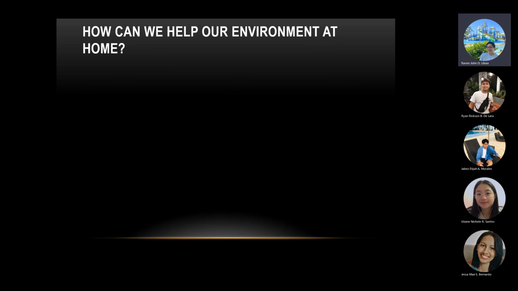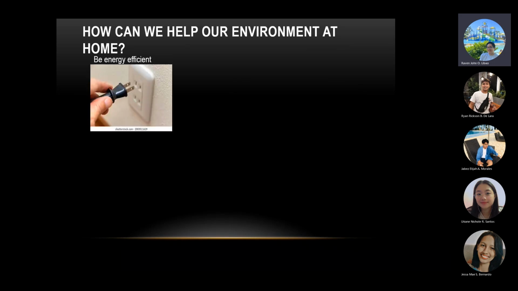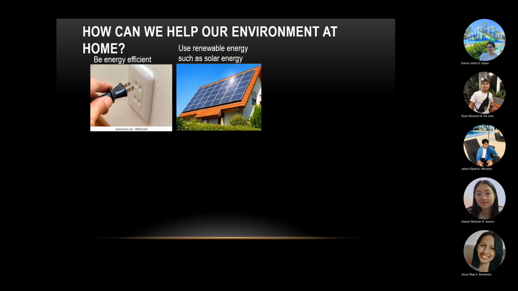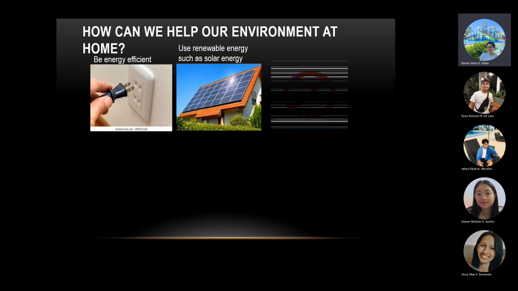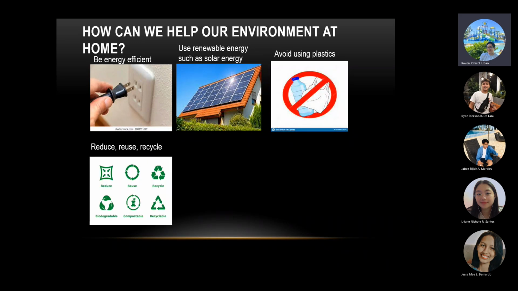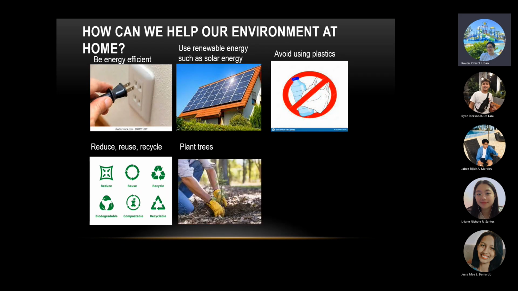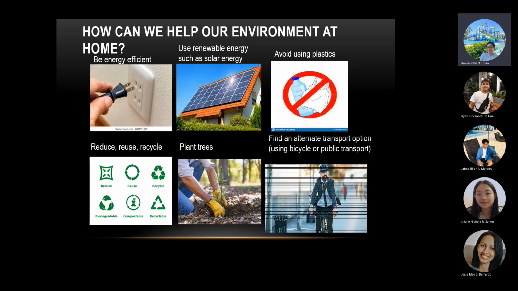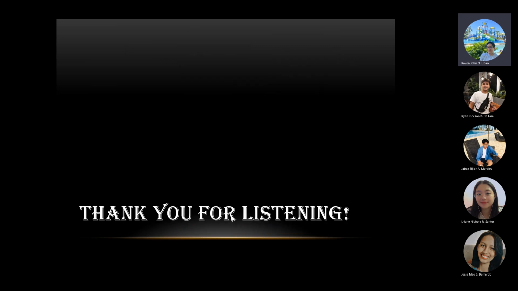How can we help our environment at home? First, be energy efficient. Use renewable energy such as solar energy. Avoid using plastics. Reduce, reuse, recycle. Plant trees. And find an alternative transportation option, using a bicycle or public transportation.